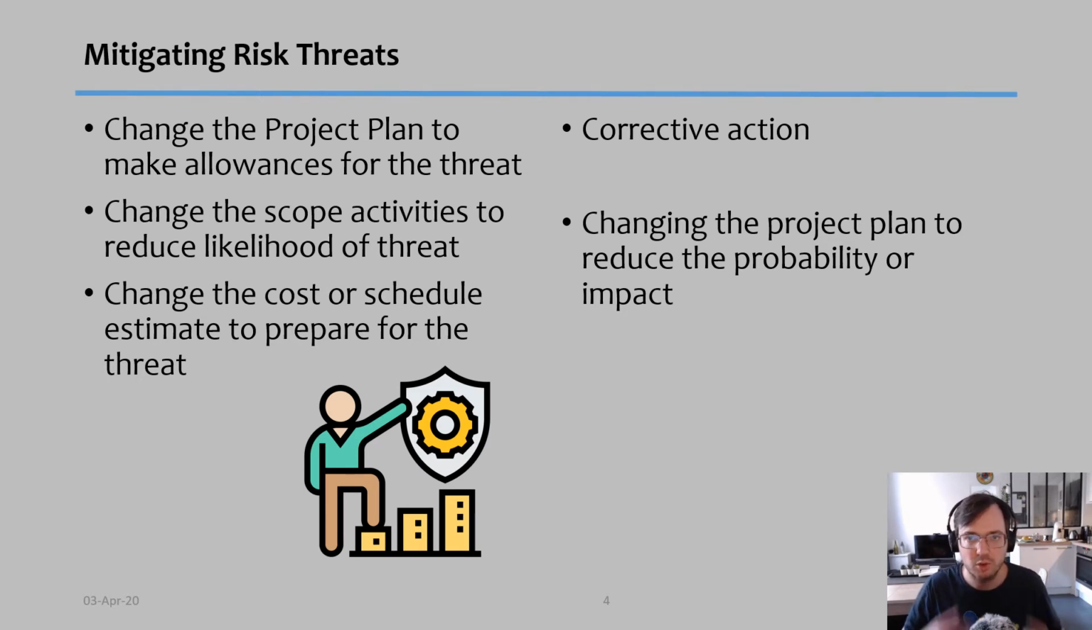The second technique you have is to mitigate your risk. In other words, you change the plan in a way that allows for you to avoid the threat. So you change the scope activities to reduce the likelihood of this threat, okay? Or you change the cost or the schedule in order to prepare for this potential threat. In other words, what you try to do in mitigation is not to avoid the problem per se, but try to reduce the likelihood that it will happen.